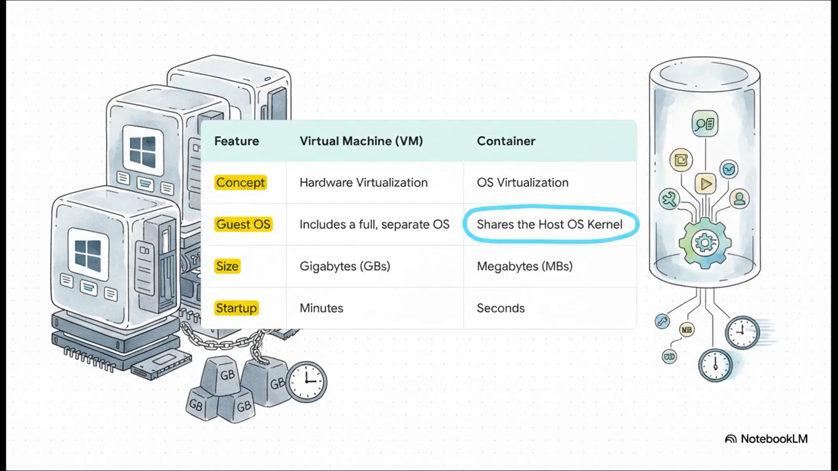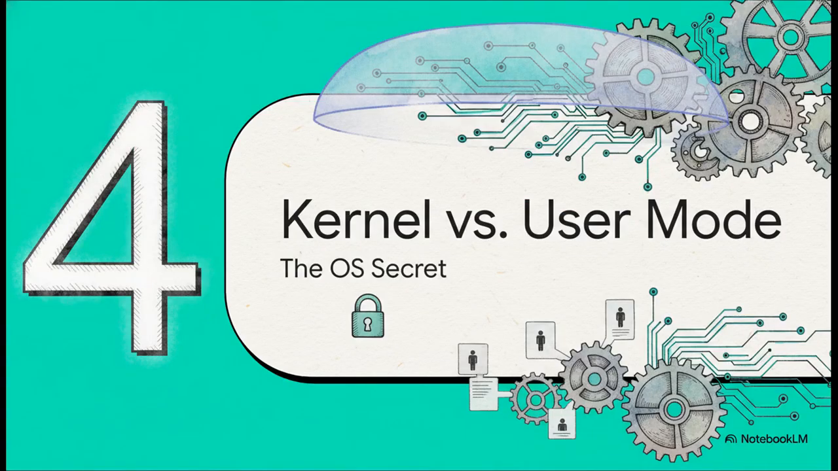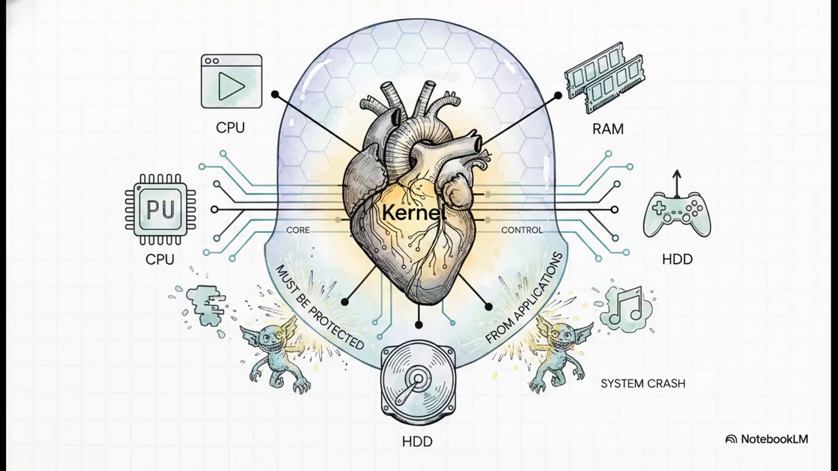But what on earth does sharing the kernel actually mean? To get that, we have to pop the hood on the operating system itself. We need to look at a little secret for how it protects itself from all the different programs it's trying to run at once. Okay, so the kernel is the absolute brain of the operation. It's the master controller, the boss. It manages the CPU, the memory, the hard drives, everything.